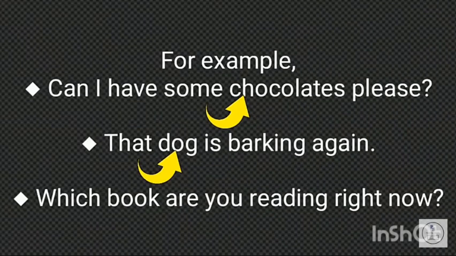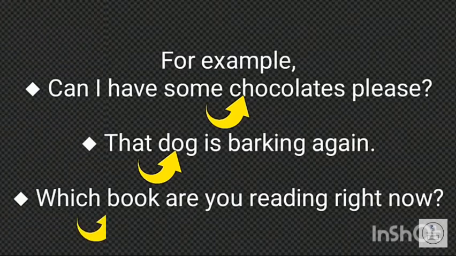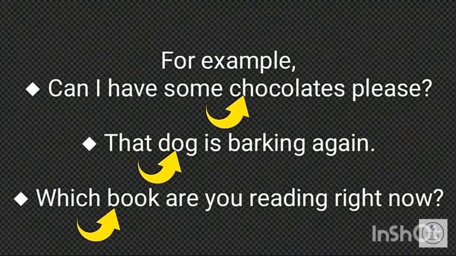Next, that dog is barking again. Here, that is placed before dog to make it clear that it is referring to the dog. Next, which book are you reading right now? Here the word which is a determiner, which is determining the noun, that is book. So I hope you have got the clear idea about determiners.